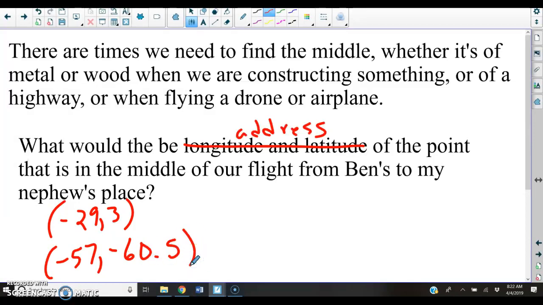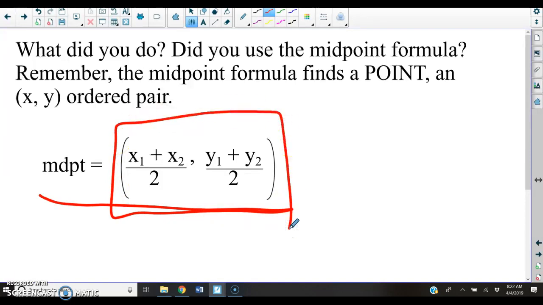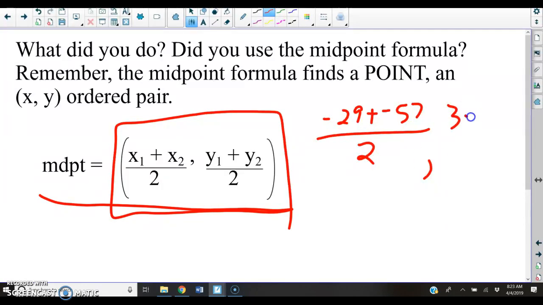Okay, do you remember how to find midpoints? Okay, well, the midpoint is a point. The midpoint is a point. You get an x and a y. Okay, so when we put this in, we're going to have negative 29 plus negative 57 divided by 2. And the same with the y's. 3 plus negative 60.5 and divide that by 2.